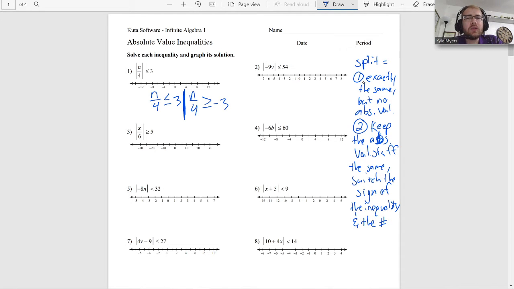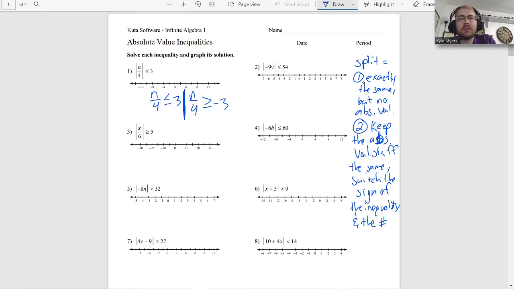It's sort of like keep, change, flip. If you remember keep, change, flip from when you had to divide fractions, it's sort of the same thing here. You keep, change the inequality sign, and then flip the sign of the number that it's equal to. So it's basically keep, change, flip, but for an inequality.